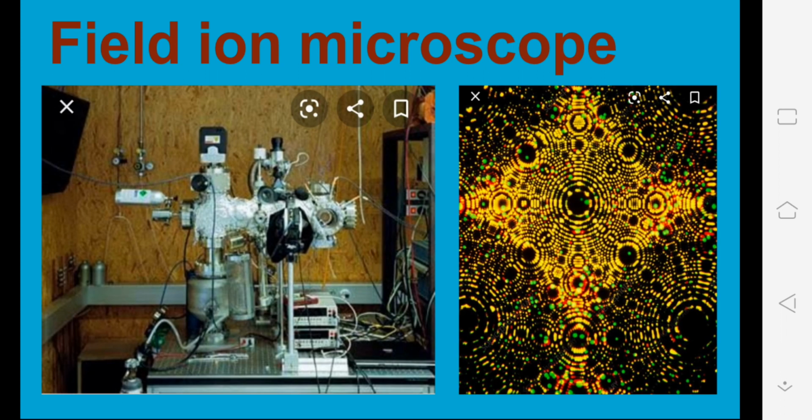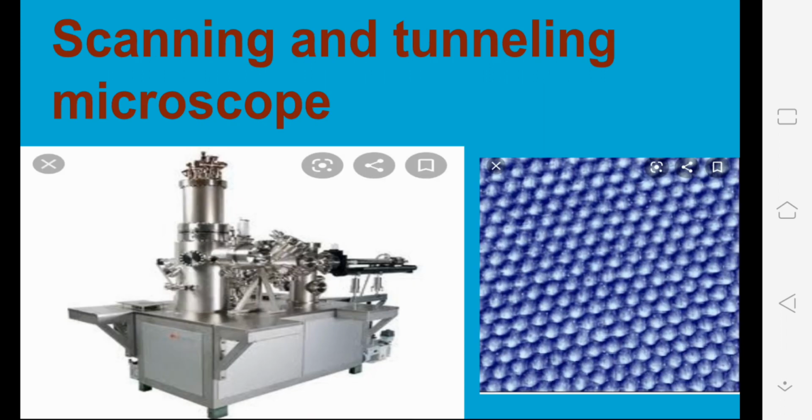The second microscope is the field ion microscope. The image which is shown in your textbook page number 48 is obtained from the field ion microscope. It is shown over here. Here each dot is an atom. The third microscope is the scanning tunneling microscope. This huge machine which is seen over here is a scanning tunneling microscope. The image is of atoms, obtained from this microscope.